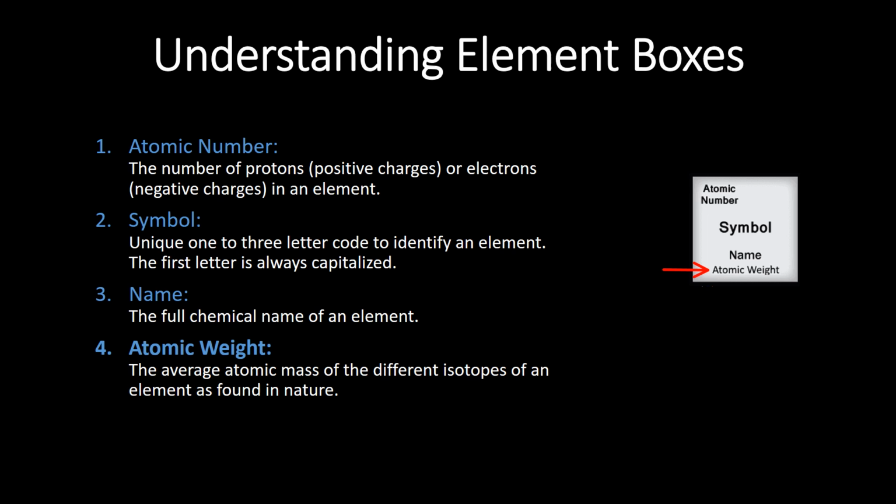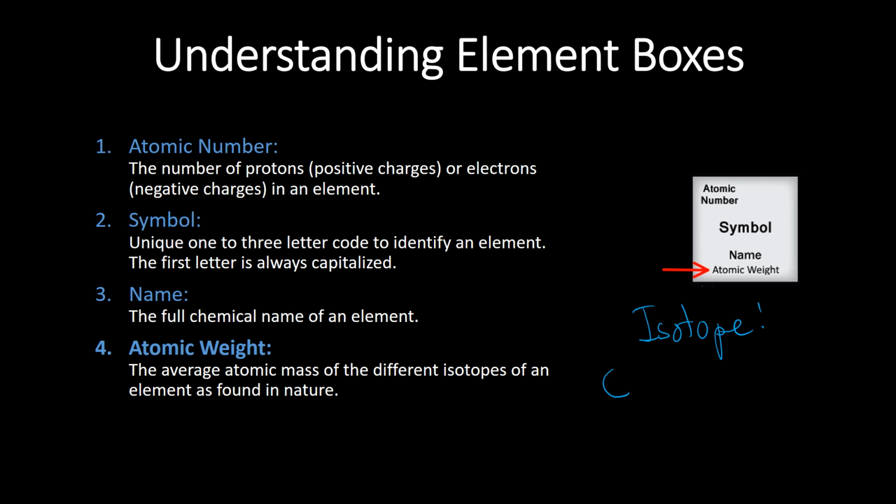The atomic weight is the average atomic mass of the different isotopes of an element, as found in nature. If you recall isotopes, an isotope is a type of atom that is missing or has extra neutrons. It is still the same element, it is simply called an isotope.